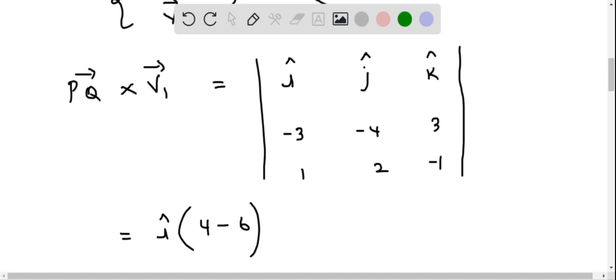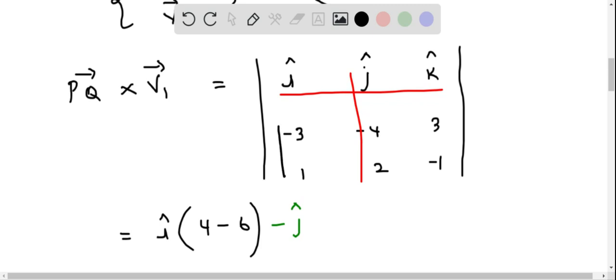And now I put negative j hat, and I have to leave the row and the column representing the j hat. So I leave this row and this column, and I evaluate the 2 by 2 determinant of the remaining entries. We take the product of this diagonal, that is -3 with -1. So -3 times -1 is +3, minus the product of the cross diagonal, that is 1 with 3. 1 times 3 is 3.